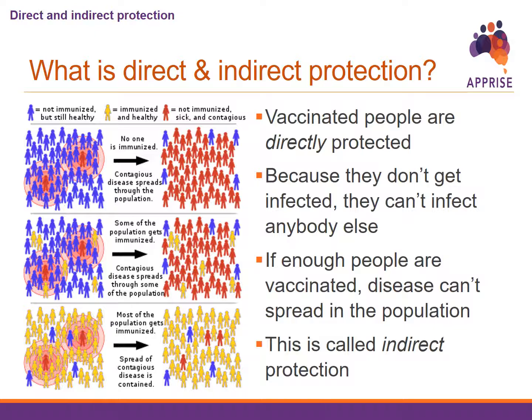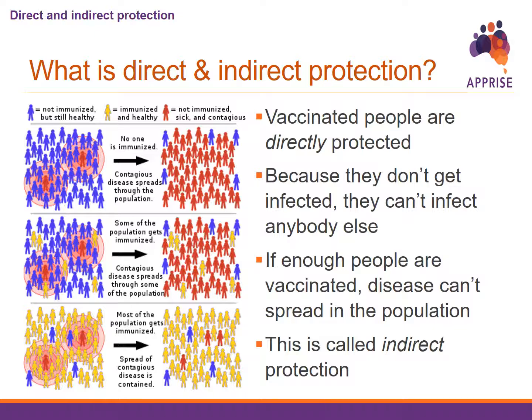The schematic in the figure represents this phenomenon in 3 levels, depending on the degree of vaccination in the population. In the top schematic, all of the people in blue are not immunised but still healthy, but they could contract an infection. As red infected individuals move into the population, they find lots of people around them susceptible to infection, and the disease can spread rapidly through the population.